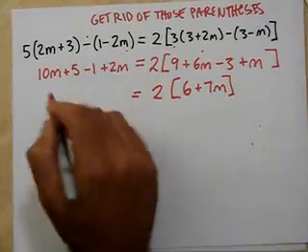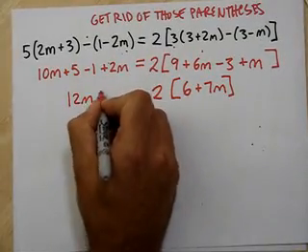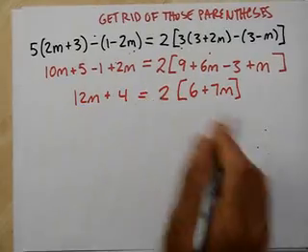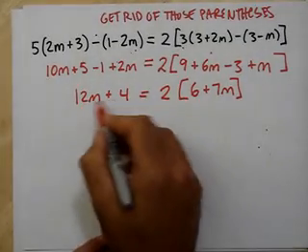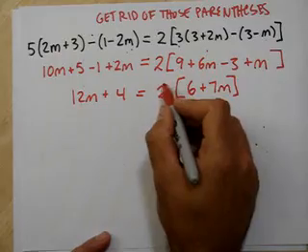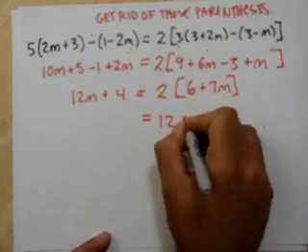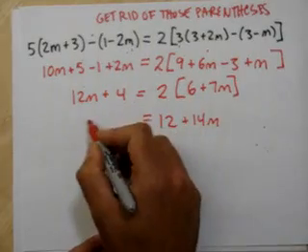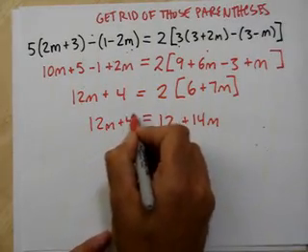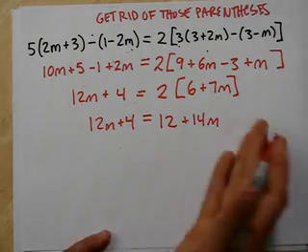I'm going to CLT over here. I get 12m plus 4. All right. Here we go. 12m plus 4. Look, I can distribute. I want 2 of these things. So I want 12, and I want plus 14m. 12m plus 4.